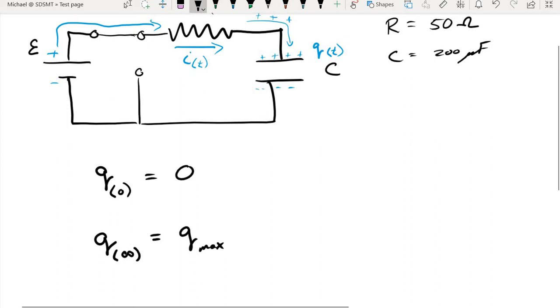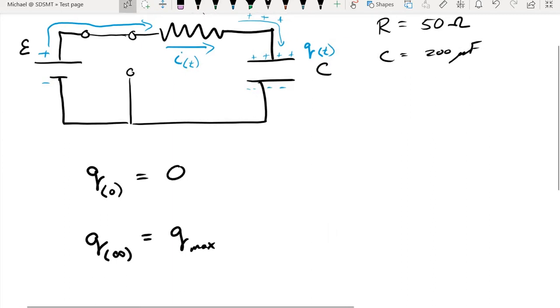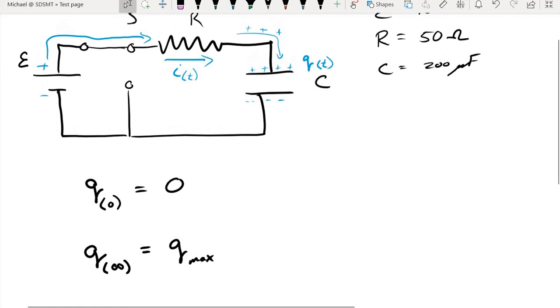Now we will come back and fix this a little later. We're not actually going to keep it at infinity, but this, as I said, was going to be one of the extreme values. The other thing we need to figure out is what are the current values going to be at these initial and infinite time values.